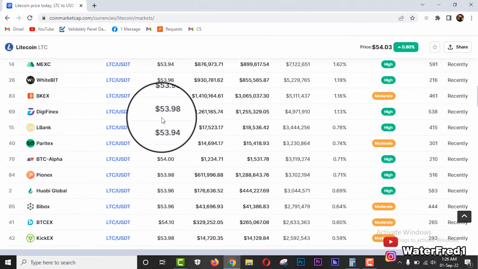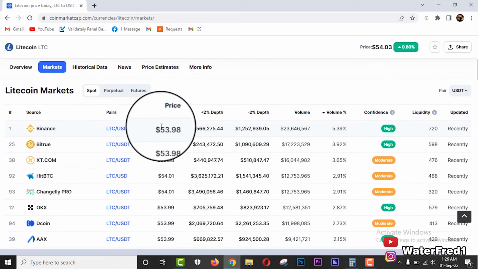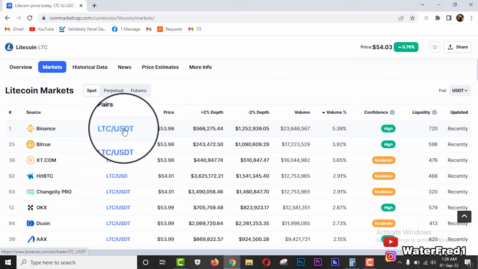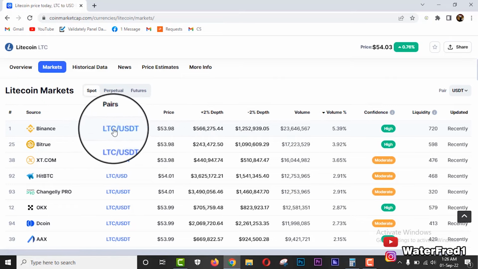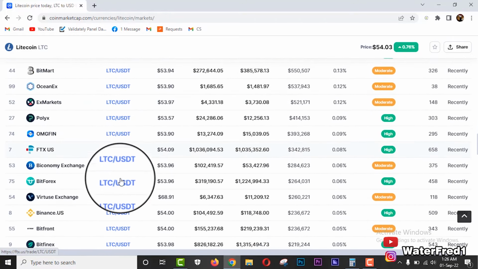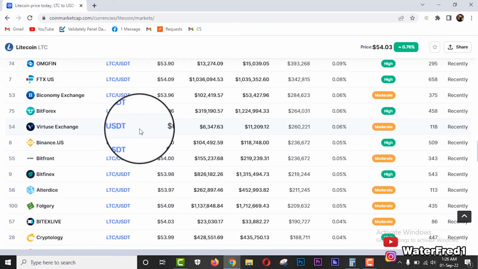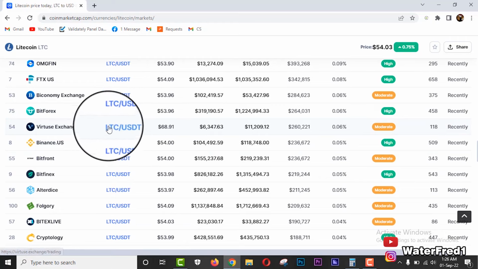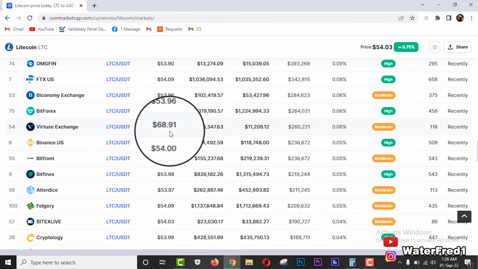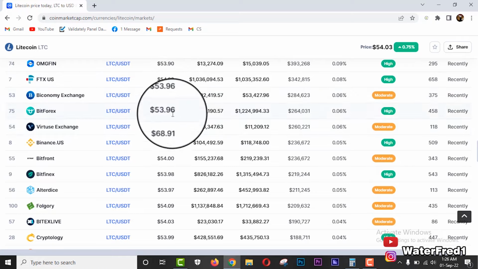This Virtus exchange is 68.91, while Binance is exchanging at 53.98. So when you have USDT in Binance, you can trade it for LTC and then transfer the LTC to this Virtus exchange. And when it comes here as LTC, trade it again as USDT, and then you see that your USDT is going to increase way more than the amount that came in from Binance. Then you can send it back to Binance and make your profit.